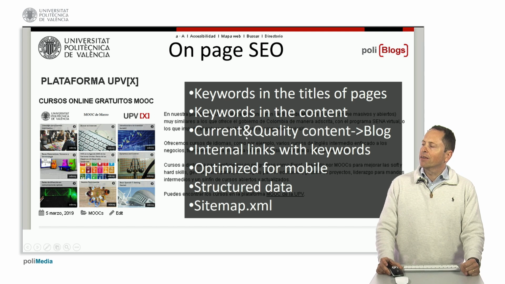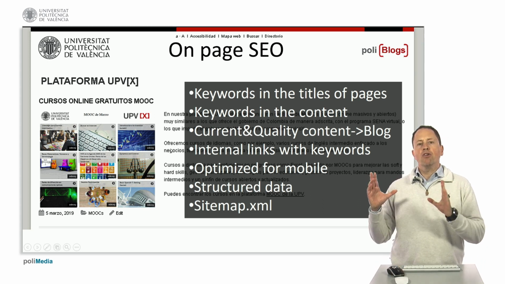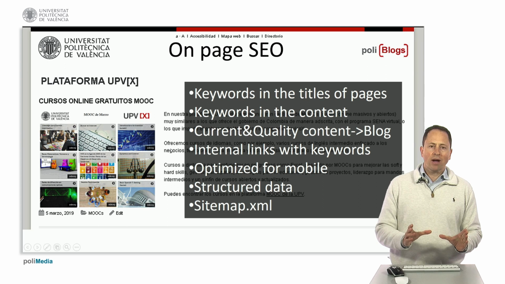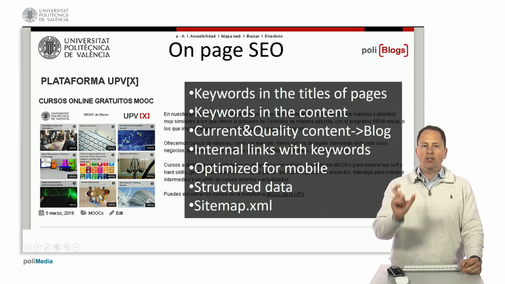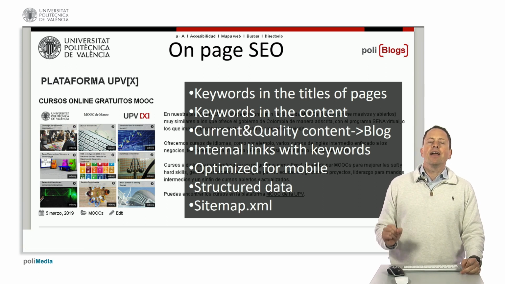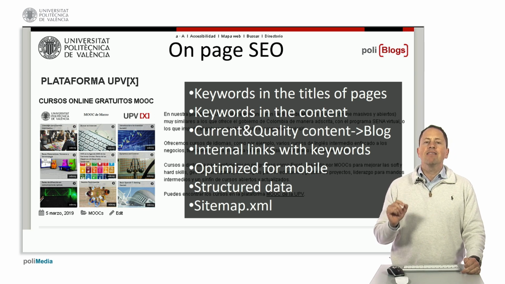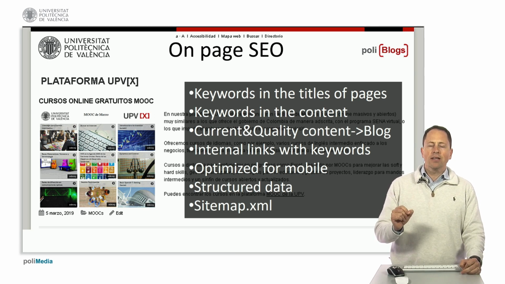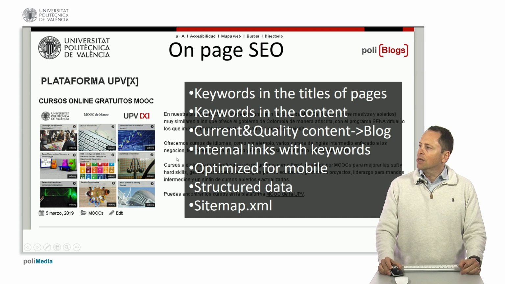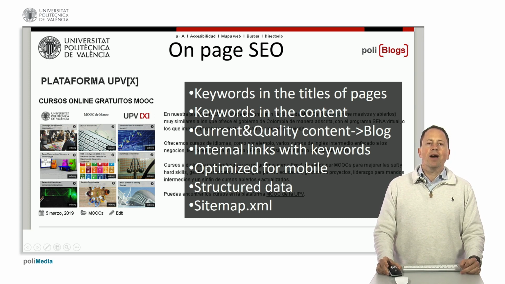You have to have current and quality content, and for this it is very interesting to have a blog related to the MOOC platform. Then, what I've told you, the internal links with keywords are very important. For example, if you have a blog on your same domain, you can put links to the courses or to the main page, and this way you increase the signals to Google that this page is relevant for this keyword.